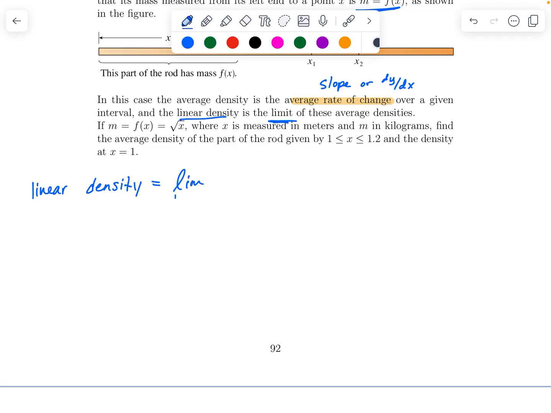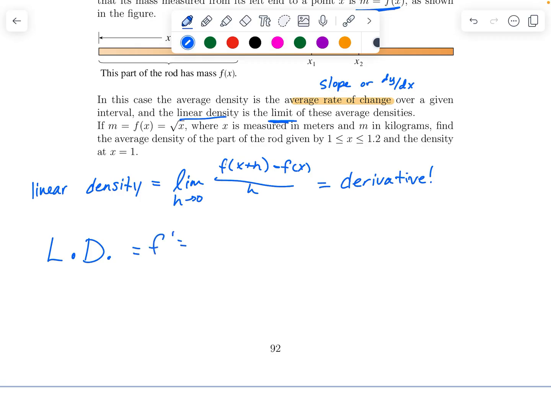is the limit as h approaches 0 of these average densities, f of x plus h minus f of x all over h. But we know what this is. We've seen it before. That's just a derivative. So the linear density is going to be f prime, which is 1 over 2 root x.